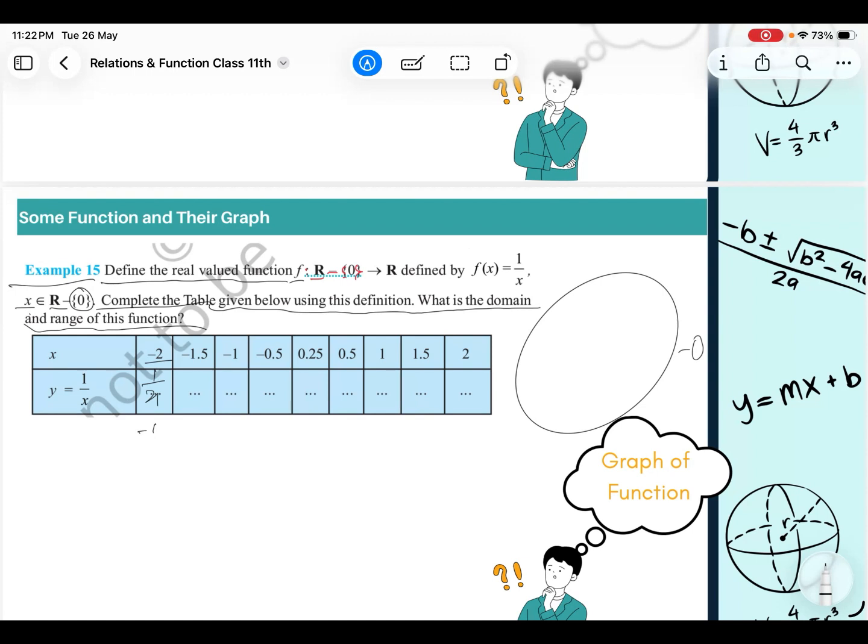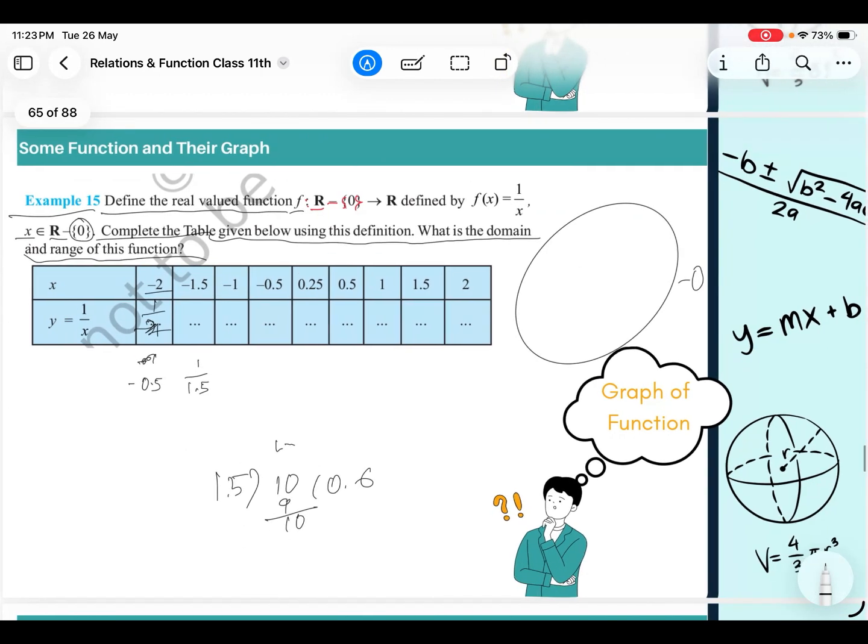If we have x equal to minus 2, then 1 by 2 is 0.5, and in minus. Okay, so 1 by 1.5, it means we have to divide 1 with 1.5. This is less, so we will make 0 point and we will give it 10. So 6, 9, then again 10. We see it will repeat the same value, so we can just write 0.67. Okay, so this will be 0.67.